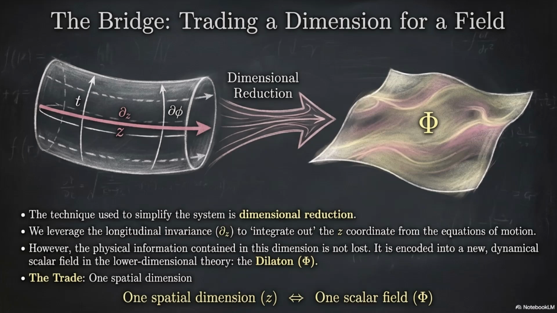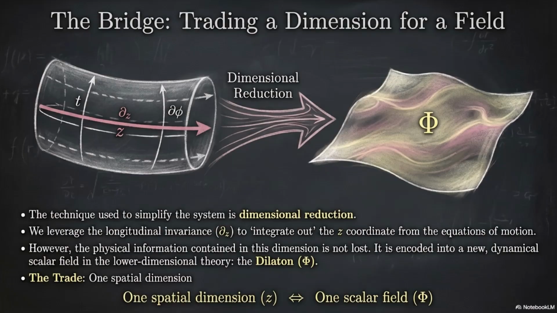This is Kaluza-Klein dimensional reduction. We integrate out the Z coordinate. But we're not just deleting it. This is the crucial part. All the physical information that was contained in that Z dimension gets conserved. It's encoded into a new dynamic variable in our new lower dimensional theory, the dilaton field. We make a clean trade. One spatial dimension, Z, becomes mathematically equivalent to one scalar field, phi. You're converting geometric complexity into field complexity.